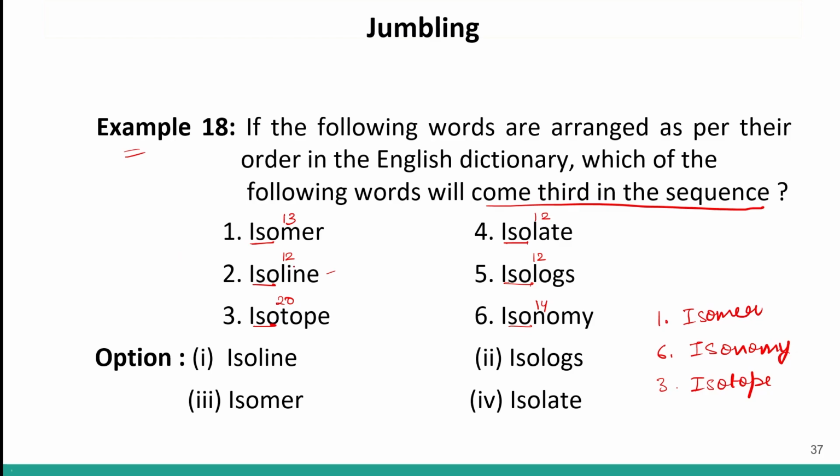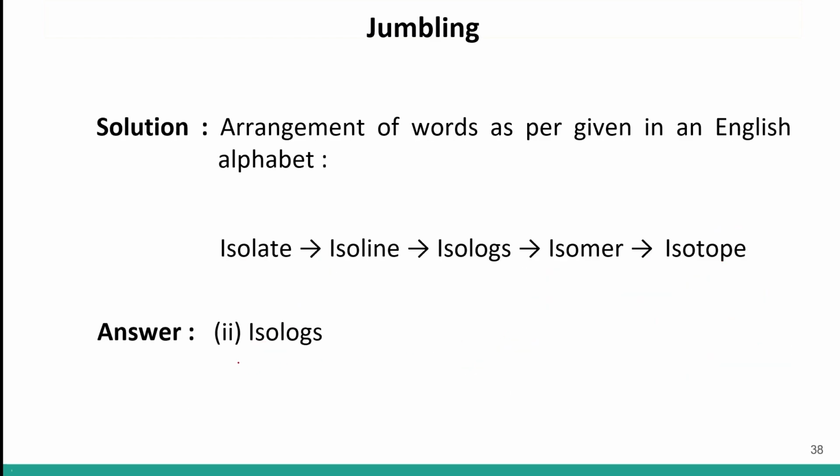Now, over here the next letter is A. So L is 12, this is 1. O is 15 and I is what? I is 9. Correct? So I'll get isolate first, then I'll get isoline, and lastly I'll get isologs. So my correct dictionary order will be 425163. So the third in the sequence will be isologs, which is option number 2. So option number 2 will be the correct answer to this question. Okay.